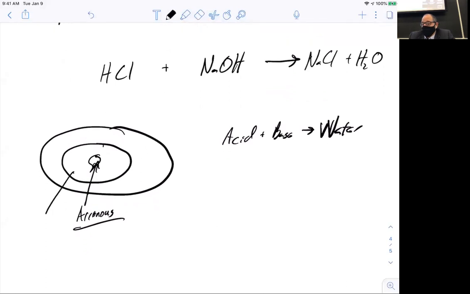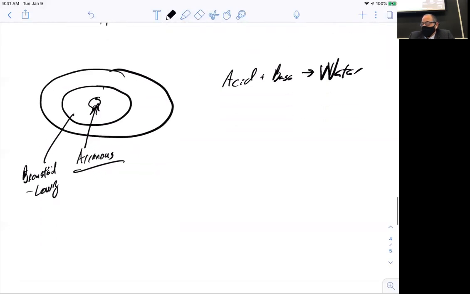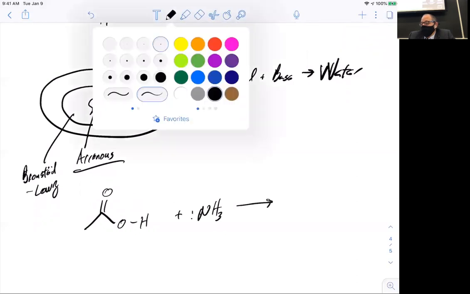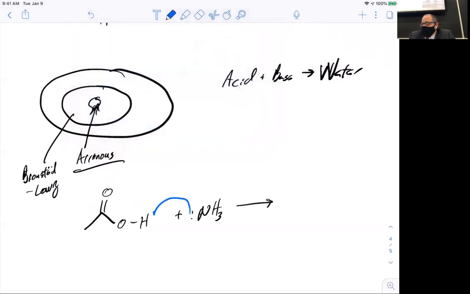The next level out is Bronsted-Lowry. And in Bronsted-Lowry, we expand that a little bit and we say we're transferring protons. We have a proton transfer.